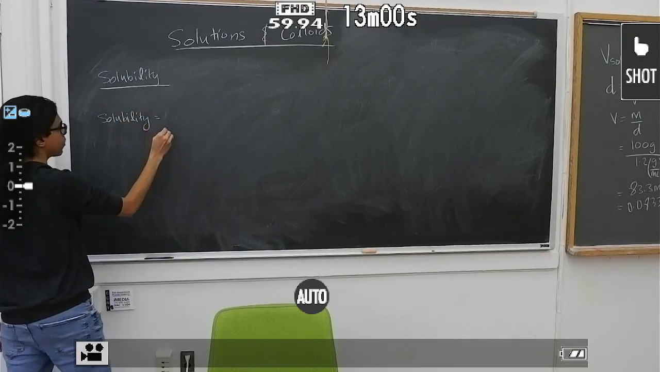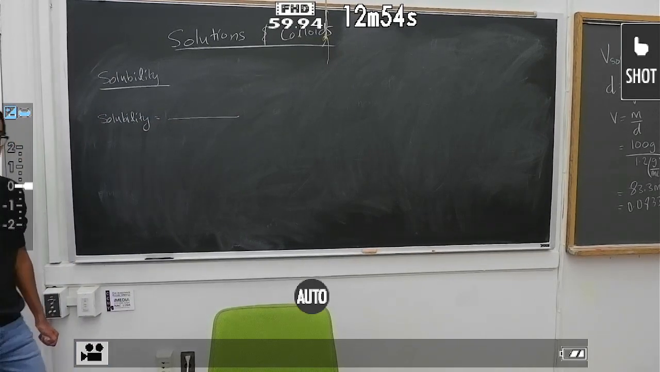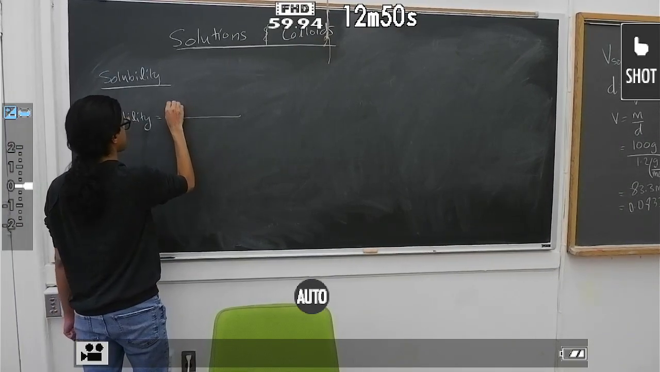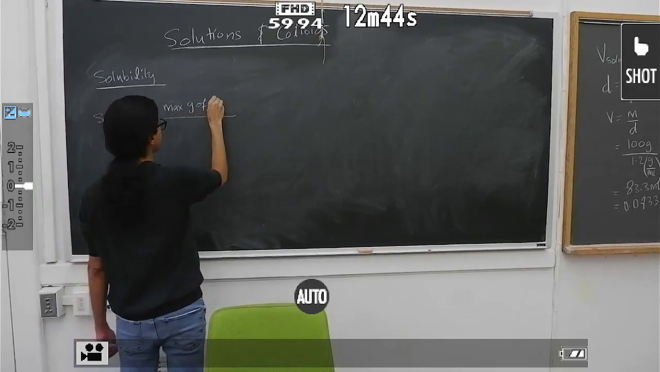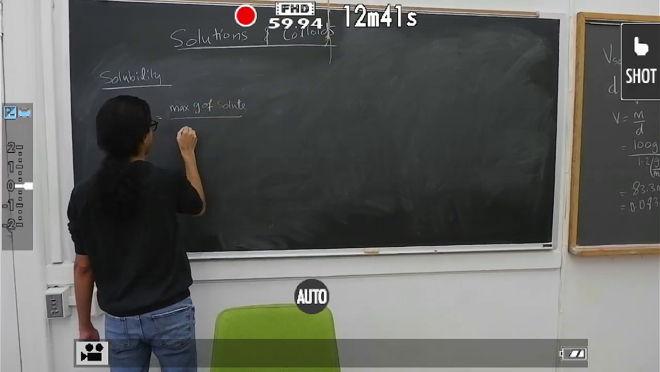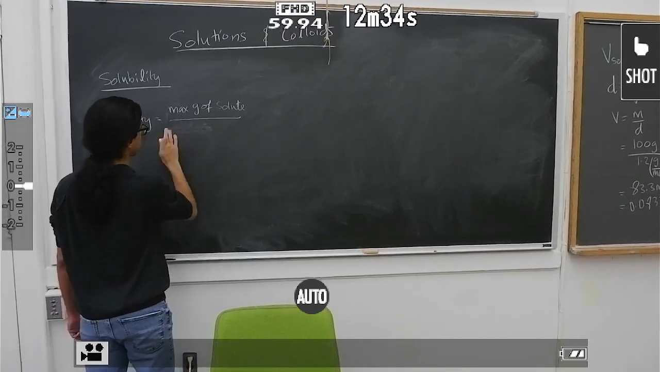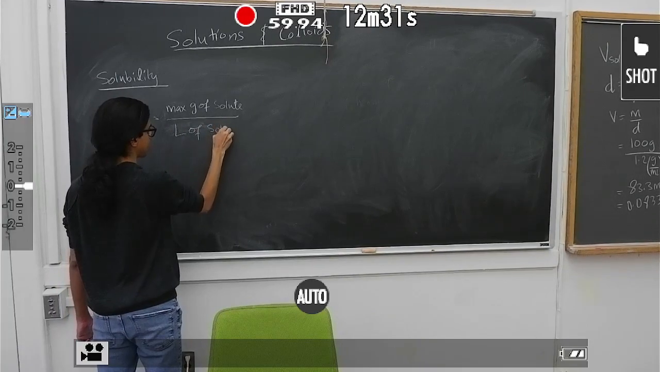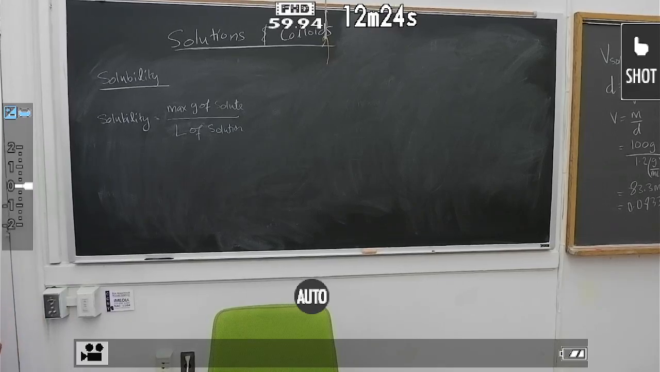Solubility equals, it can be measured in a lot of different ways, but a common way is maximum grams of solute divided by liters of solution. That's solubility. It's how far you can push. It's the concentration of how far you can push in grams per liter.